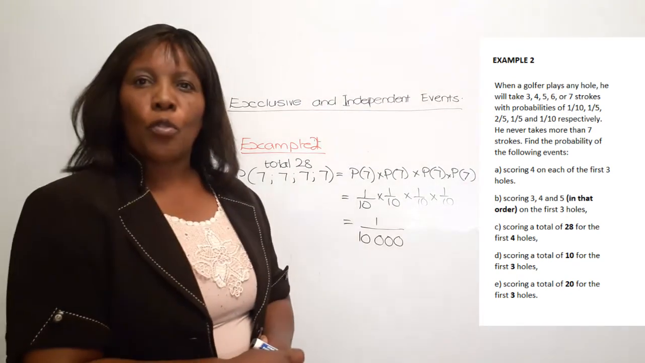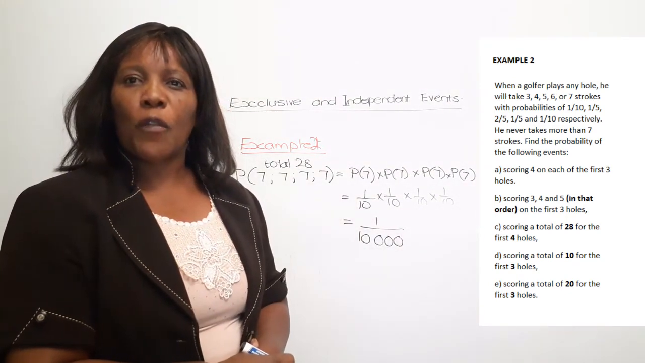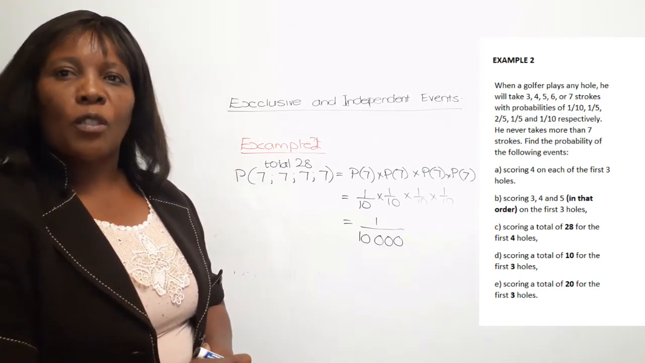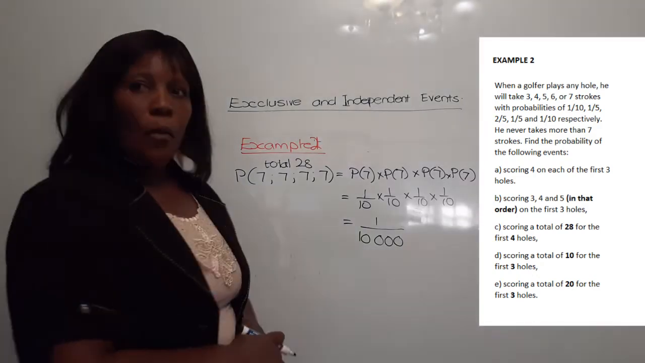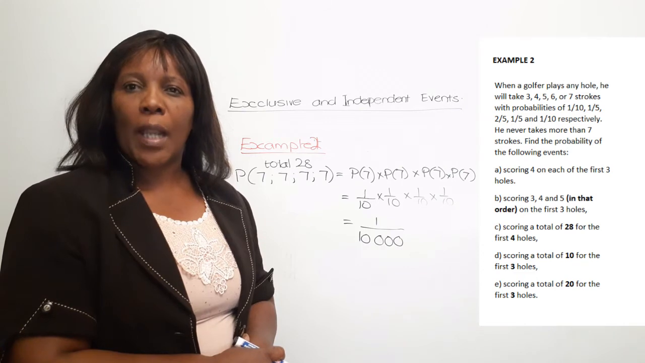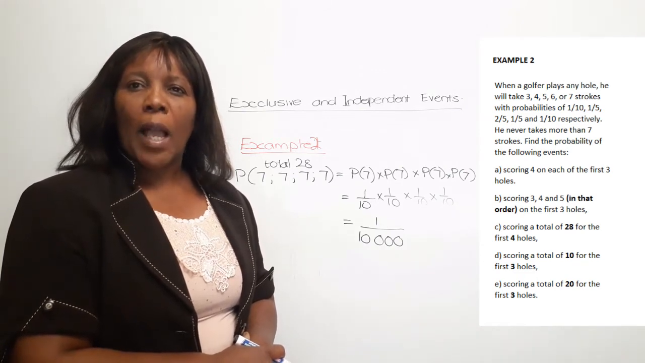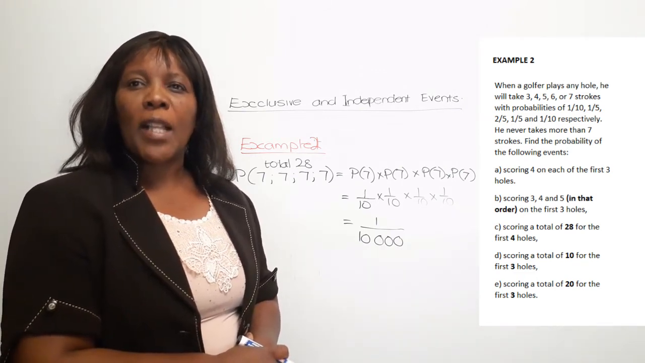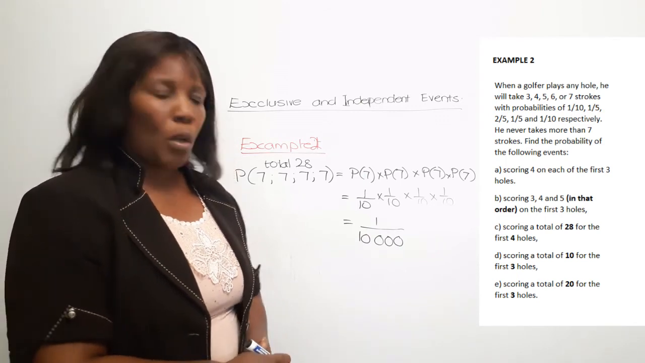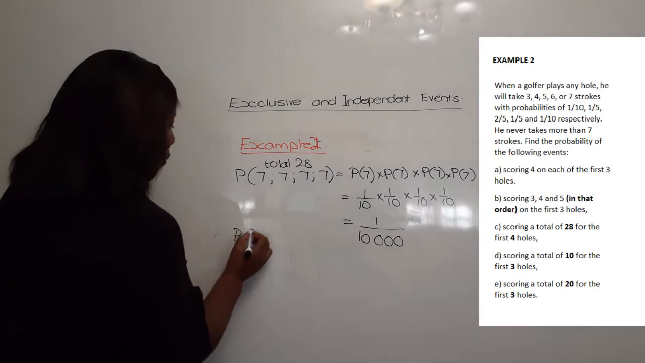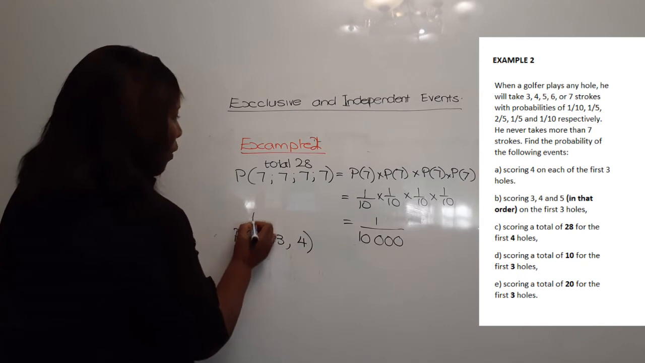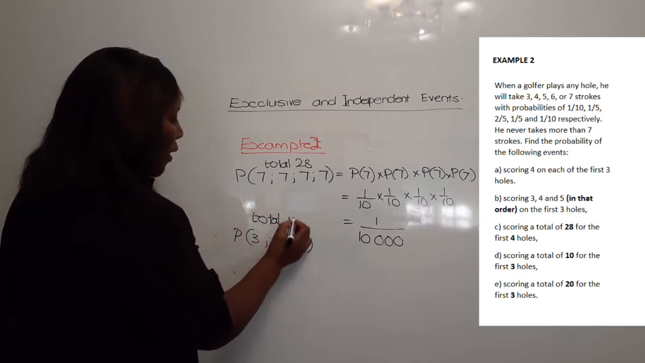I'm going to move on to D, scoring a total of 10 for the first 3 holes. So first 3 holes, a total of 10. This one, we have got to check again who can give us a total of 10 with only 3. I can see a combination of 3, 3, and 4. Those are the only ones that can give us a total of 10. So we are saying probability of 3, 3, and a 4. This will give us a total of 10.